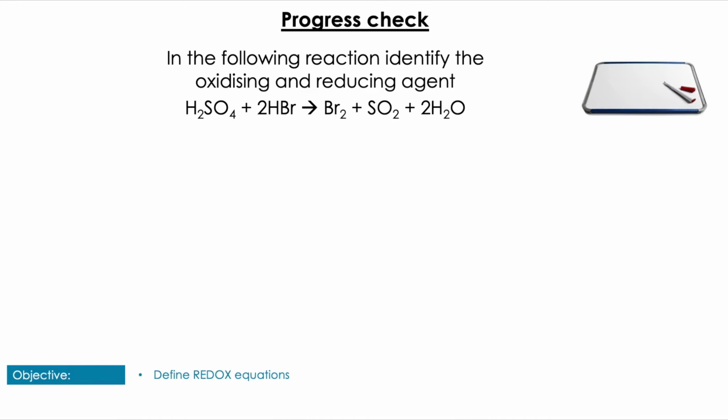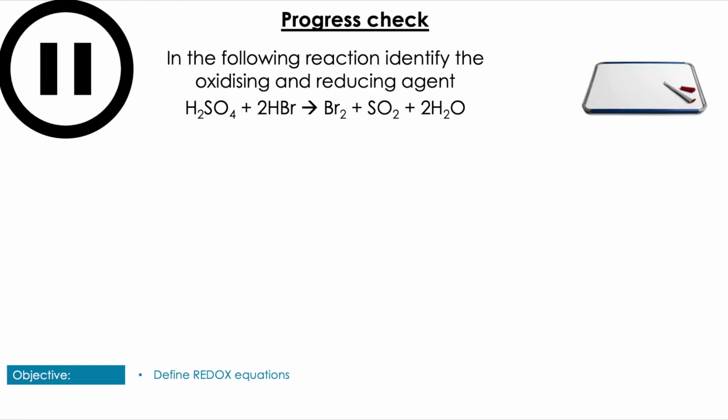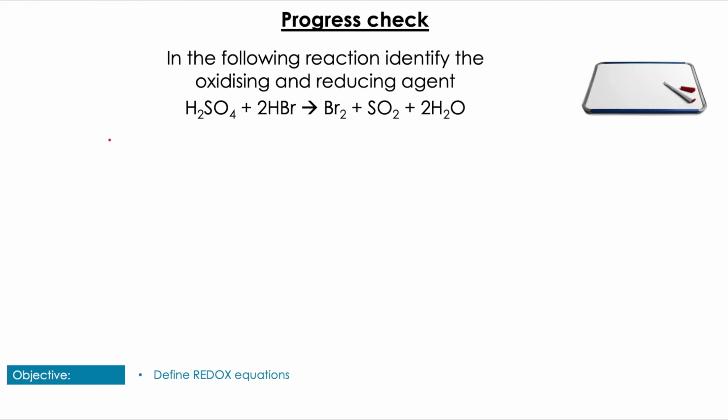Next question then. Same thing here, identifying oxidizing and reducing agents in this acid-base reaction. Pause the video here to give yourself a moment for that. Once again, the best thing you can do is of course go through, label all the oxidation states in all of the molecules so you can see where the changes are actually occurring.